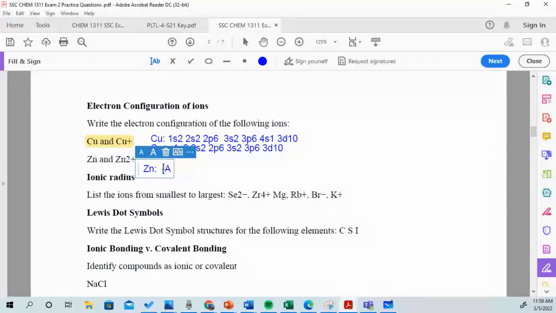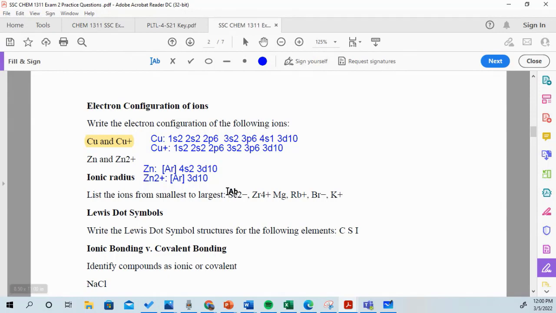So Zn, if I'm putting it shorthand, it would be argon, 4s2, 3d10, and then obviously Zn 2+. I'm going to be losing 2 electrons because it's a cation. And those 2 electrons are going to come from the outermost shell, which is the 4s2. So I'm left with this. Perfect. Awesome.